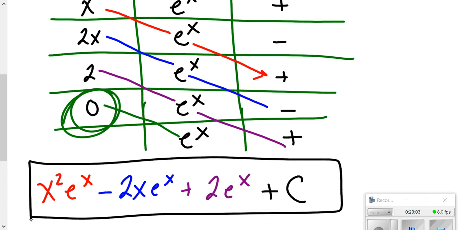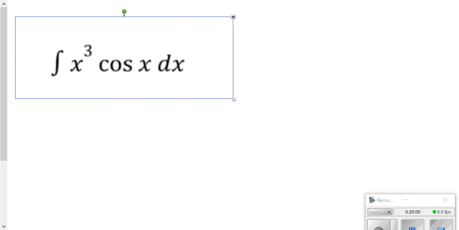Look how slick that is. That's slick, right? Okay, I've got one for you to try by yourself. Please pause the video and come back and see if you're right.